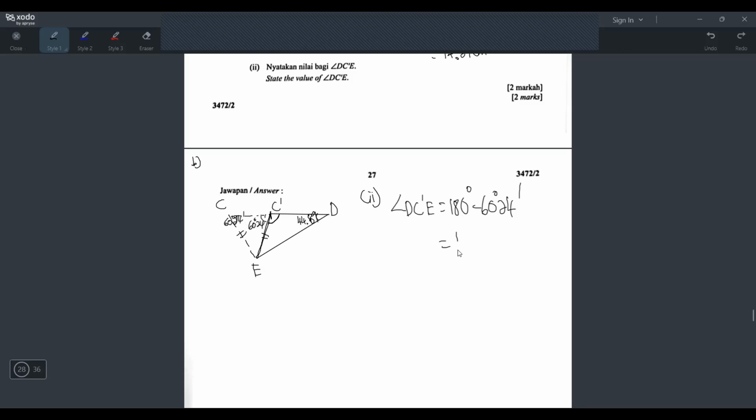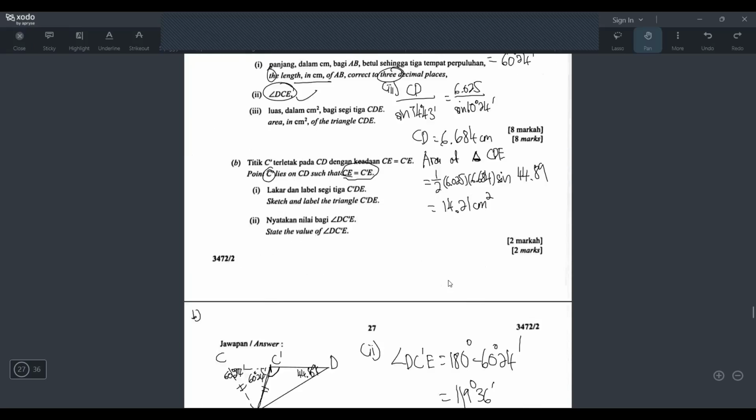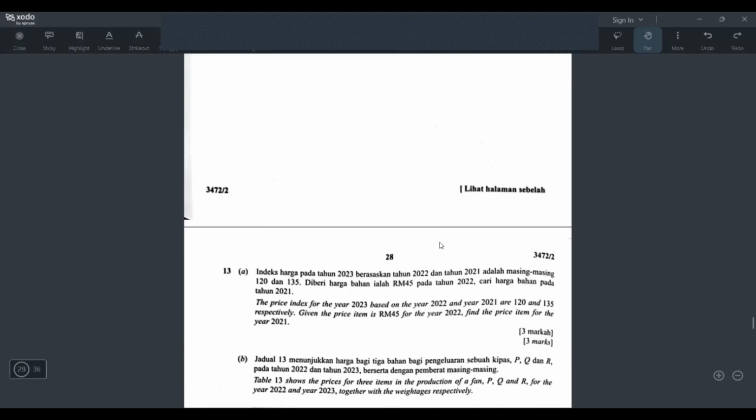Okay, 119° 36'. And I repeat one more time, you can write in decimal if you want. Okay, it is based on preference. It's up to you. Okay, if you write in decimal, it will be 119.6. Okay, which is correct also lah. Okay, so that's it. 10 marks for this solution of triangle. It's so easy.